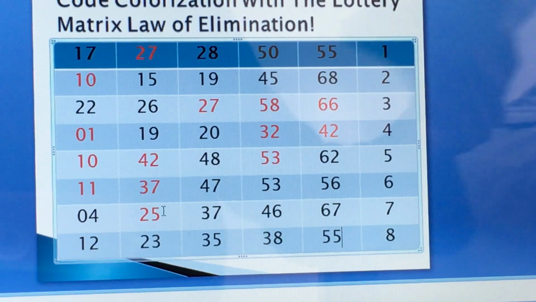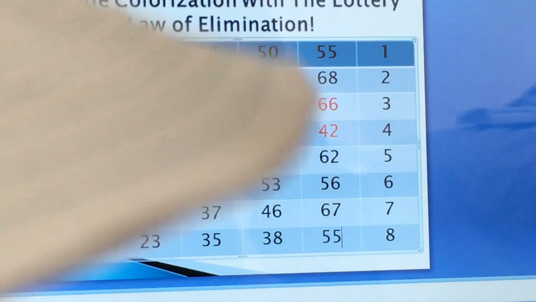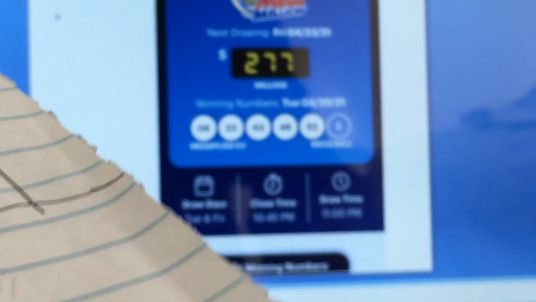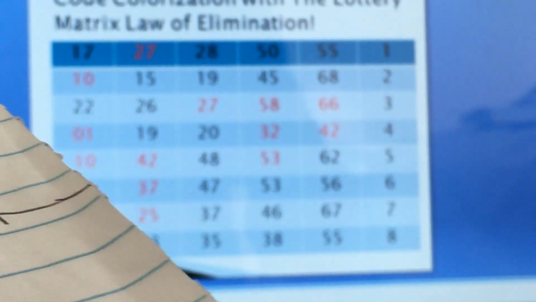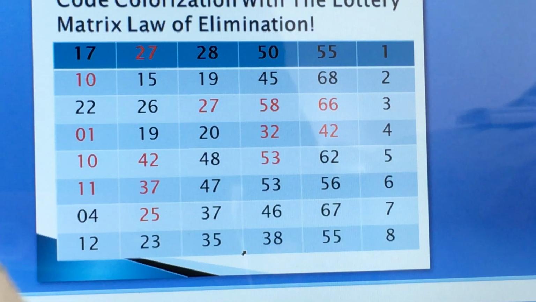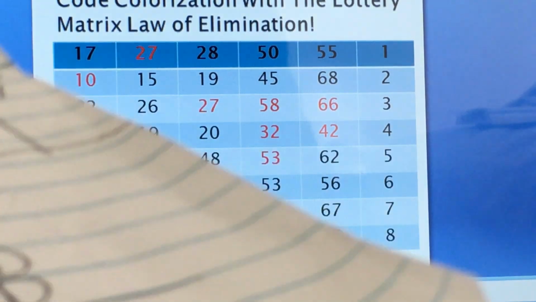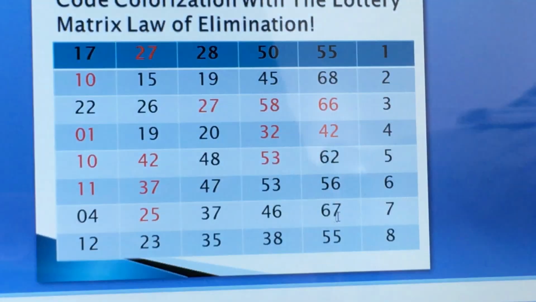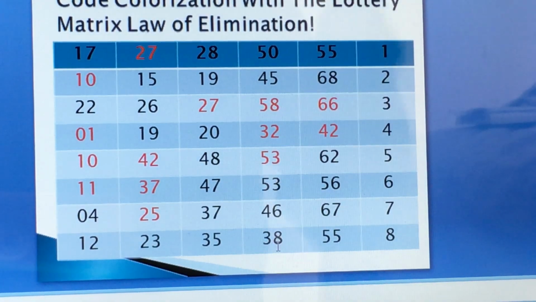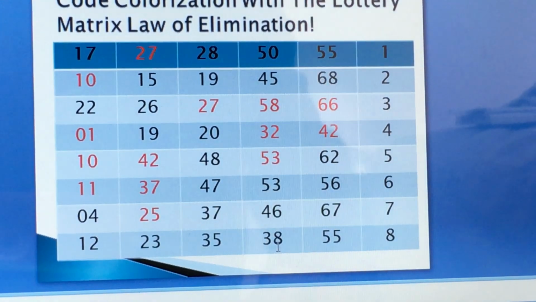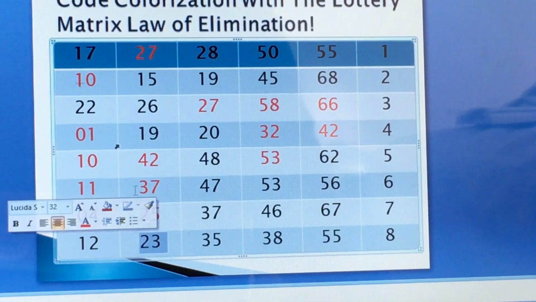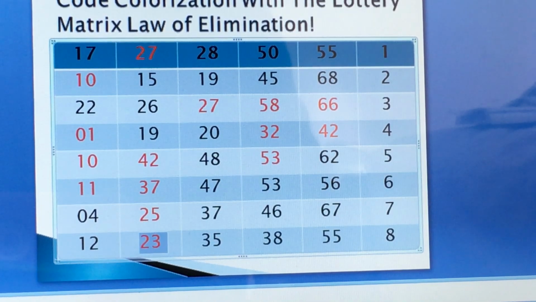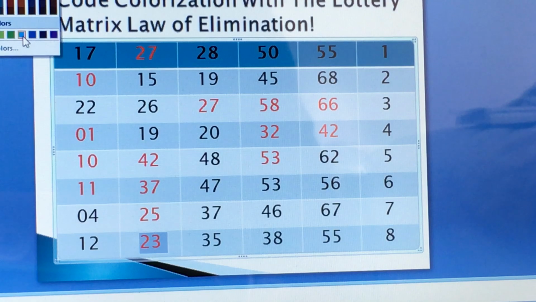Now, if you look at the breakdown, for those who have the breakdown, 12, 23, 35, 38, and 55. None of these are red numbers. So that means if you move on to draw number 8, you will eliminate the 23 from the winning numbers. So let's color it blue.